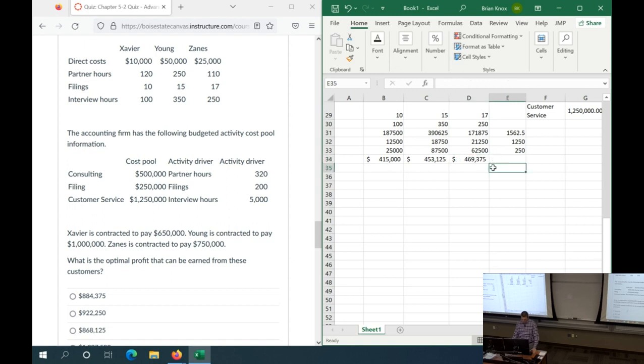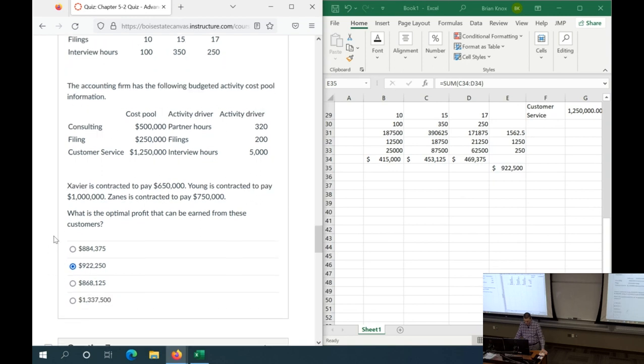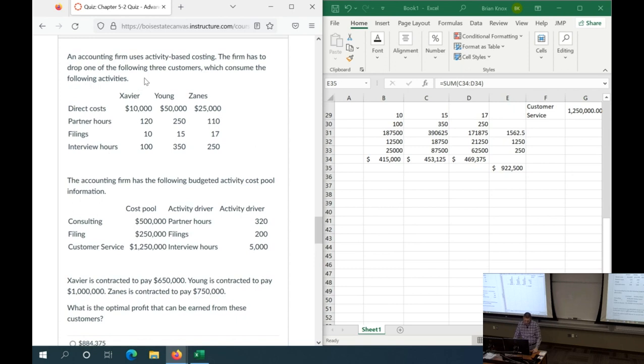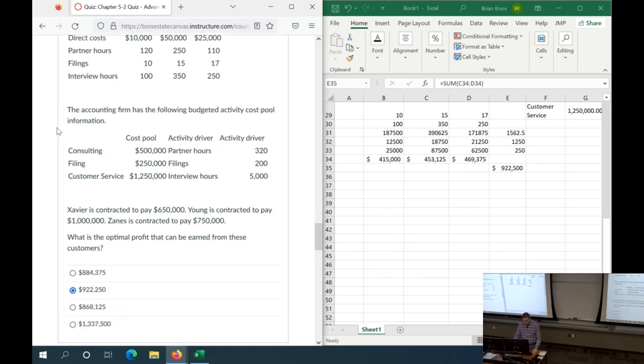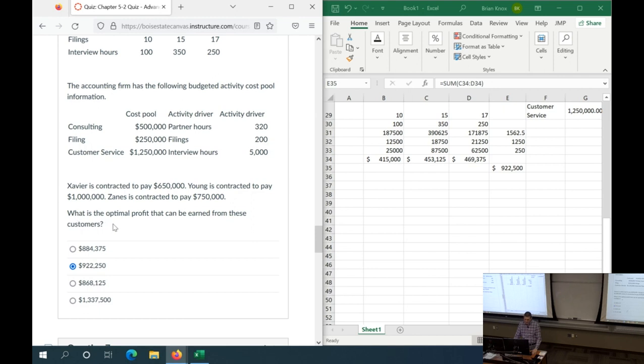So what we can do is we can sum those two. So that one should be the right answer for this one, $922,250. So this question stem, maybe it's incomplete in the sense that I'm saying what's the optimal profit that can be earned from these customers, given that we have to drop one. Given the fact pattern in this question, which we have to drop one, the optimal profit is going to be determined by us choosing the optimal one to drop, which is determined by us having a clear picture of the cost that they cost us, which comes to us from ABC, hence the point of this question. Yep.